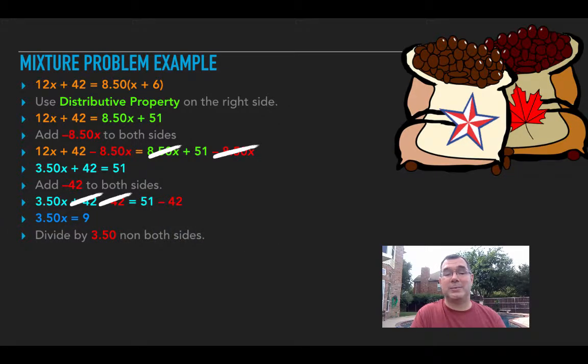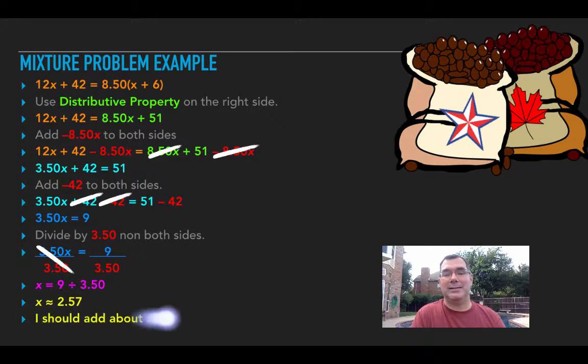Okay, and since x is multiplied by 3.50, I need to divide by 3.50 on both sides, and that will get me an x value of 9 over 3.5, which is about 2.57. So I should add about 2.57 pounds of Canuck Coffee. Remember what x represents. x represents the pounds of Canuck Coffee I'm adding.